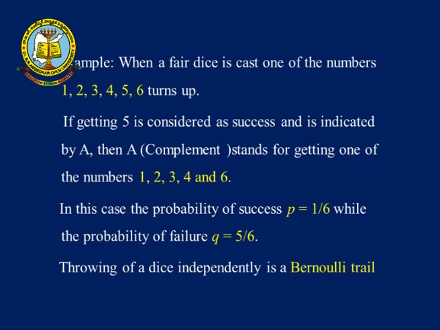Therefore, the probability of success P is equal to 1 by 6, while the probability of failure, which is denoted by Q, Q is equal to 1 minus P, which is 1 minus 1 by 6, that is equal to 5 by 6. Therefore, the probability of failure in this example is 5 by 6. Throwing of a die independently is a Bernoulli trial. So, already we discussed these come under Bernoulli trials.